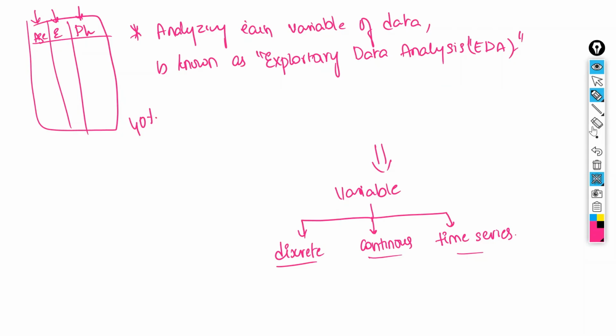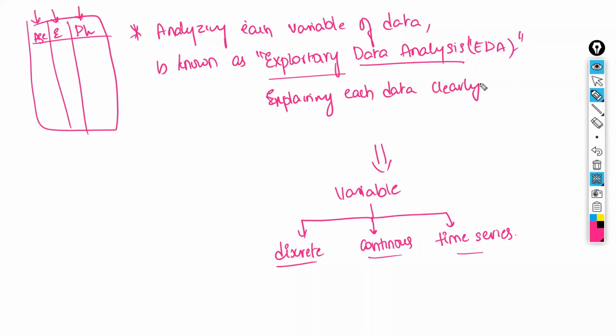Now, what is meant by EDA? EDA means exploratory data analysis, the full form. What is meant by exploratory? Exploratory means explaining. Data analysis means explaining each data clearly. Explaining the data clearly is called exploratory data analysis. You have to explain the data very clearly: what the data is, how the data is, and what the things are.